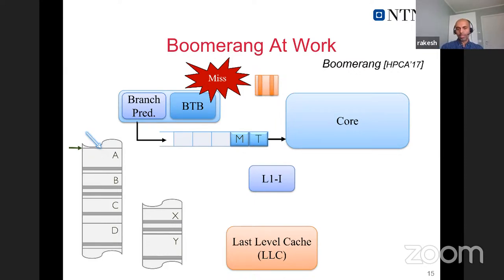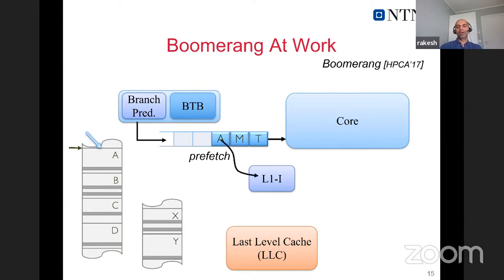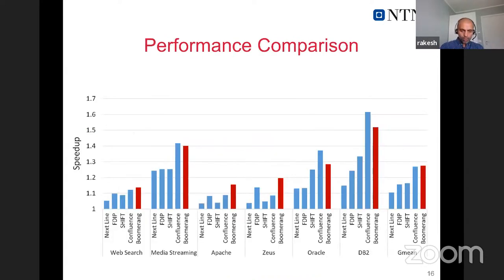Now, this cache block can be anywhere in the hierarchy. It might be in L1, LLC, or even in the memory. The point is, you just get it from anywhere in the hierarchy. You pre-decode it, get the branches, and then fill the next cache block information into the FTQ, and then you continue. Okay, so how well does it work?